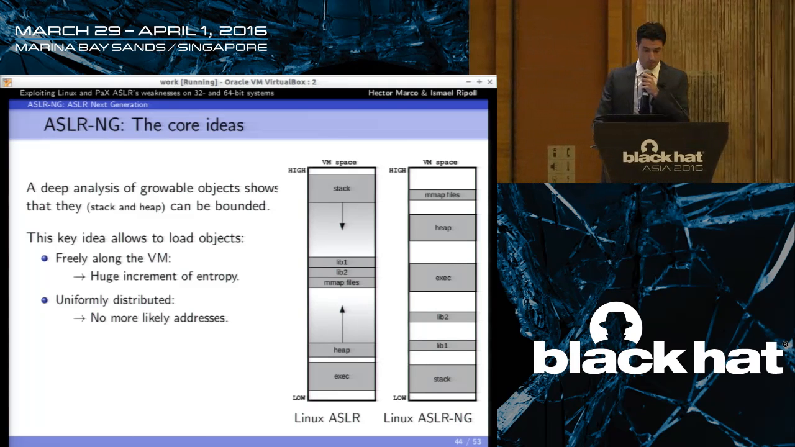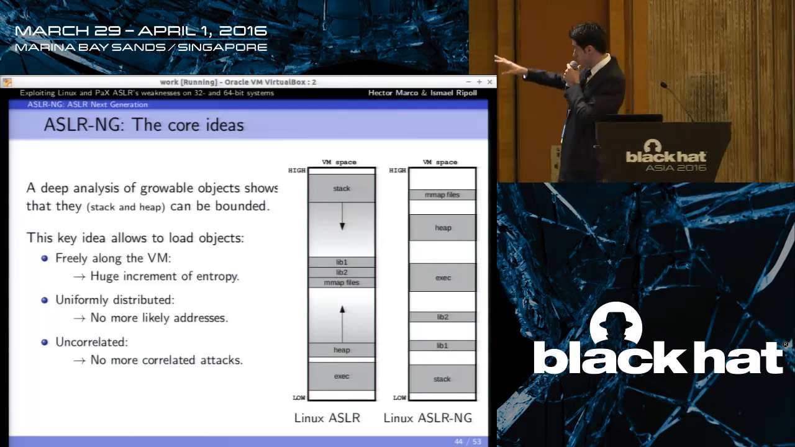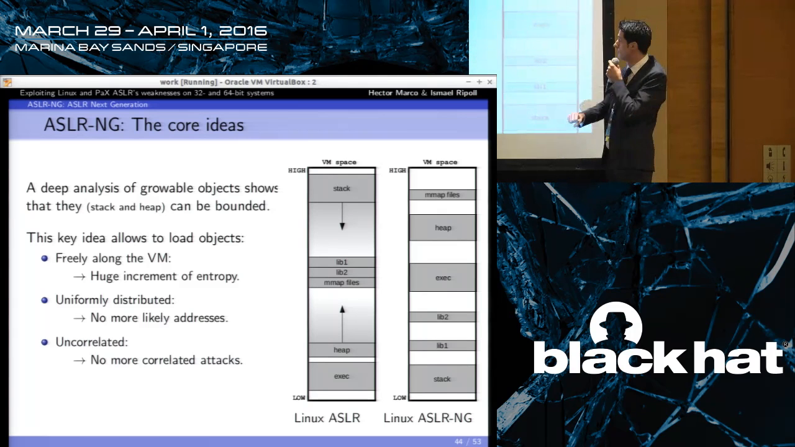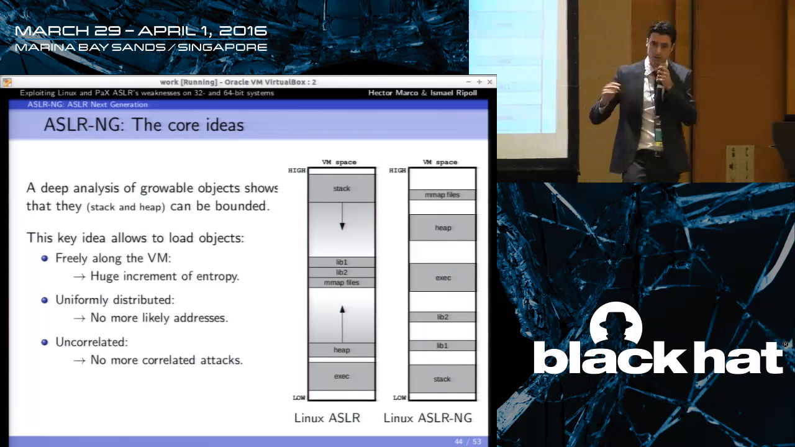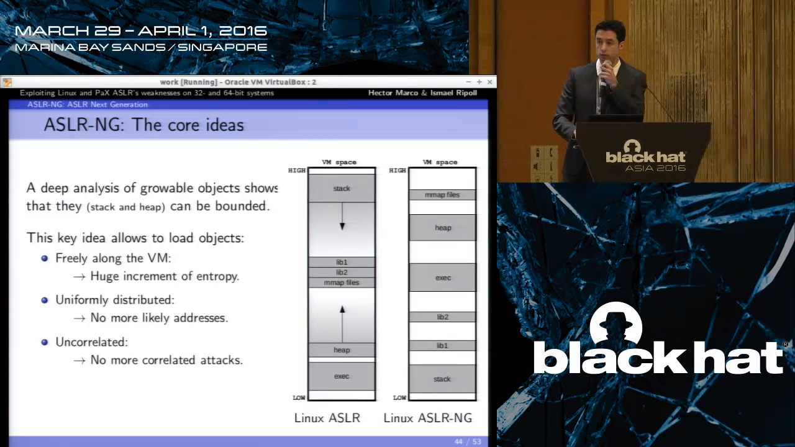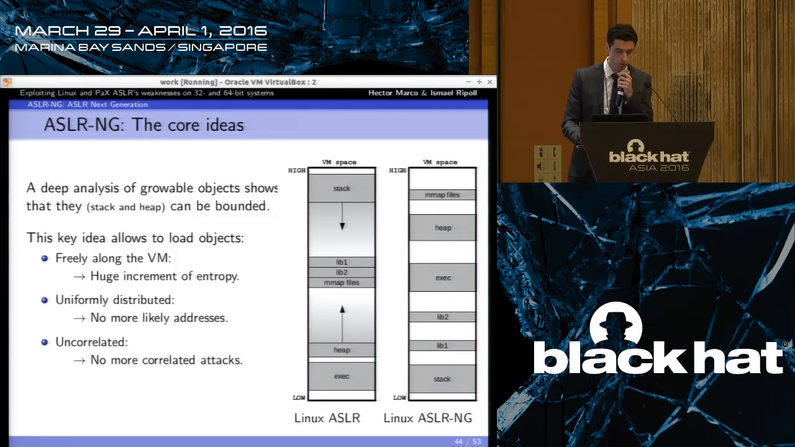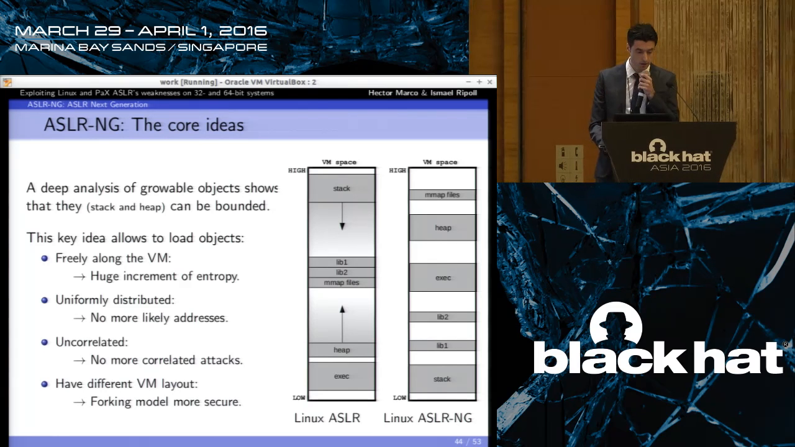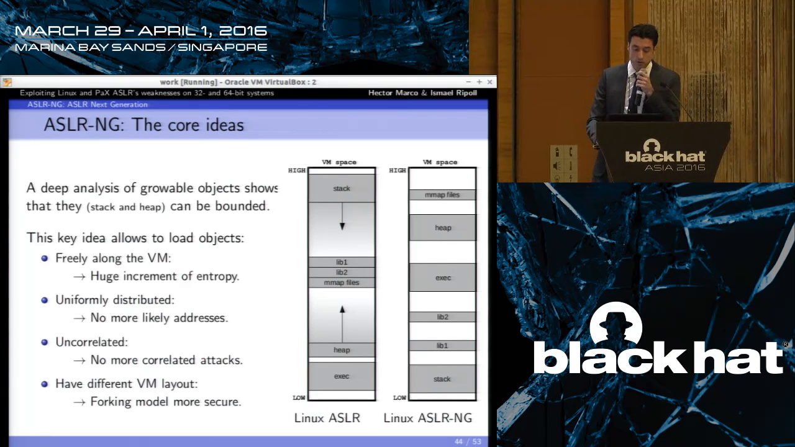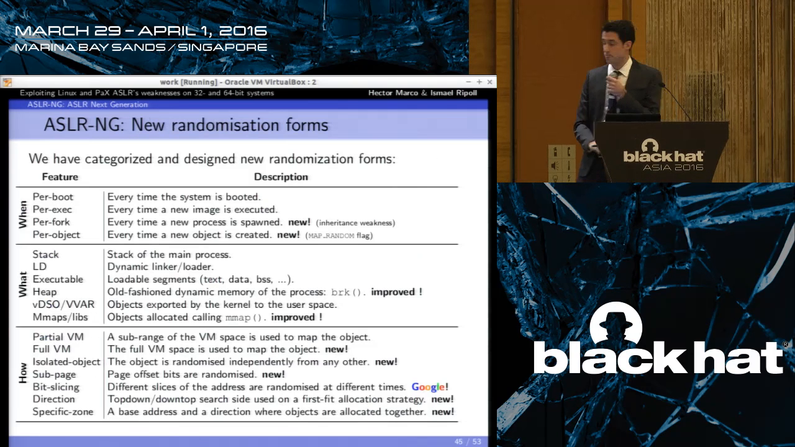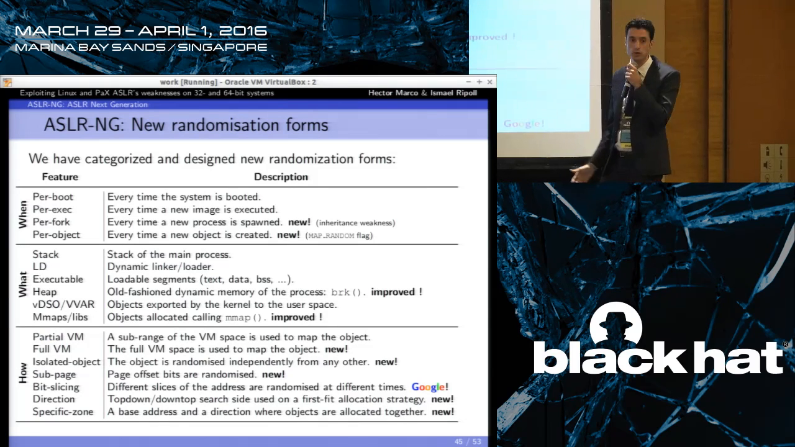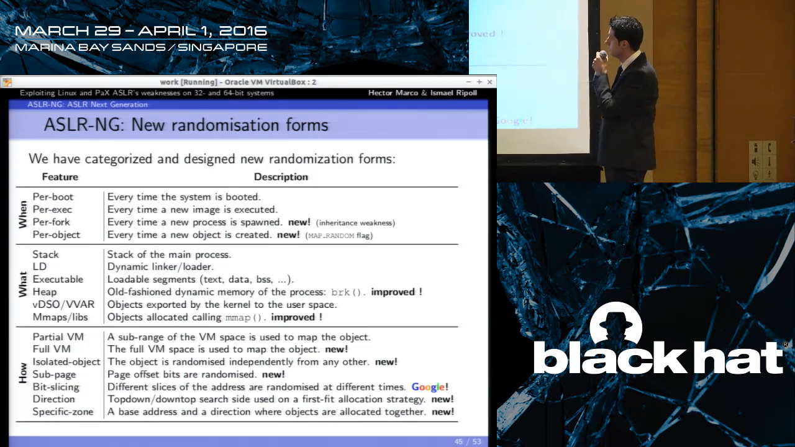So by doing this simple idea, and I explained why this is not as simple, we can have a lot of advantages and prevent the four weaknesses. Okay? No more likely addresses, no more correlated attacks, and even a more secure forking model. Okay? This is a summary of our work in the new ASLR that we are presenting here.